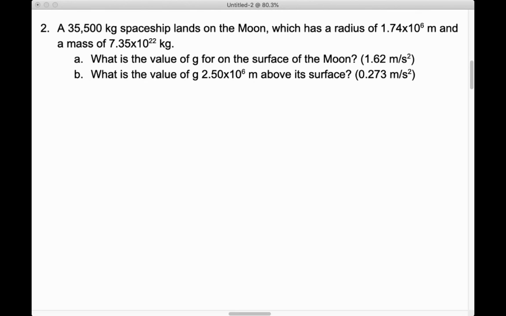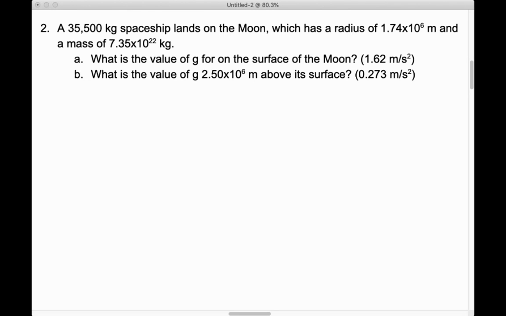This is the Chapter 13 study guide, and this is problem 2. We have a spaceship that lands on the moon, which has that radius and that mass. We need to figure out what the value of g is on the surface of the moon, and then what the value of g would be at that height above the moon.